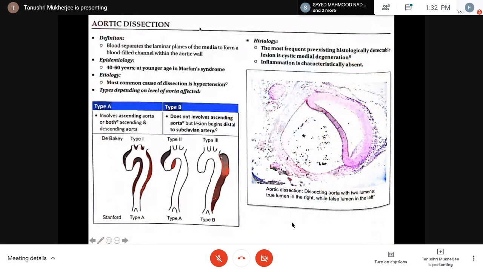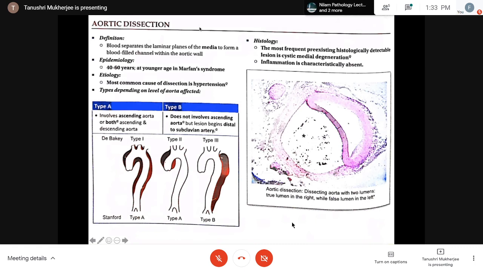And another disease which is very catastrophic is the dissection. What is a dissection? The blood separates the laminar planes of the media to form a blood-filled channel within the aortic wall. It is common at 40 to 60 years. At a younger age, if the patient has Marfan syndrome. The most common cause of dissection is hypertension.